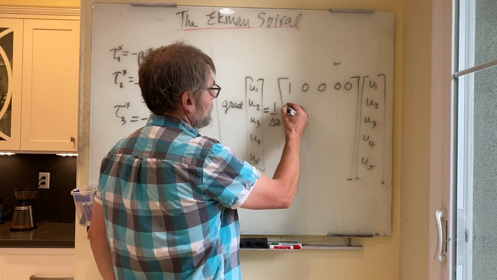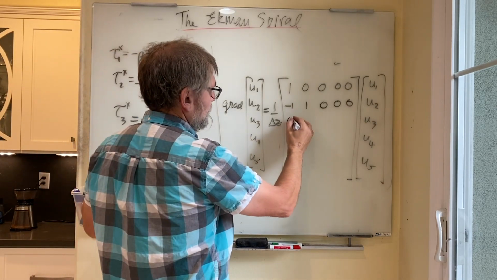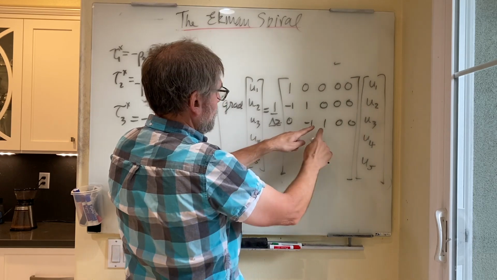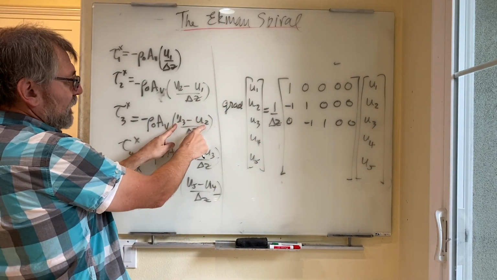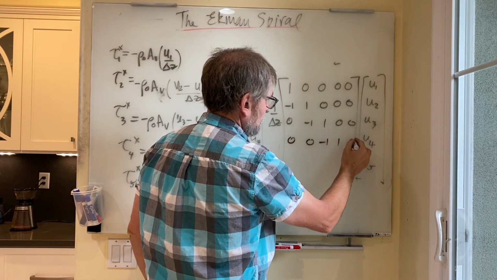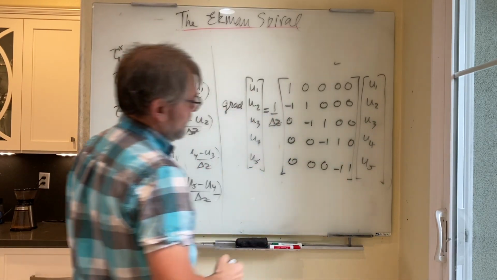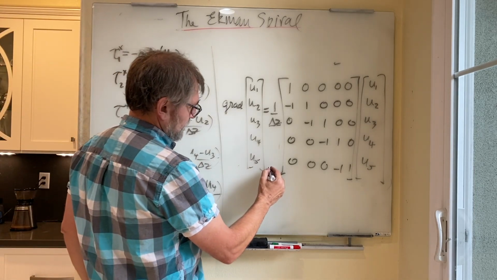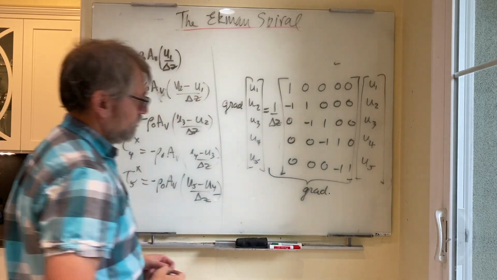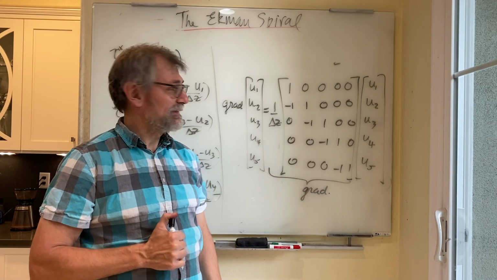So that's going to be a minus 1 and a 1, 0, 0, 0. To get the next one will be 0, minus 1, 1, 0, 0, right? This is 0 times u1 minus u2 plus u3, plus u3 minus u2. The next one, 0, 0, minus 1, 1, 0. And the last one, 0, 0, 0, minus 1, 1. So this expression here, this is the gradient operator. Finite differences in one dimension.